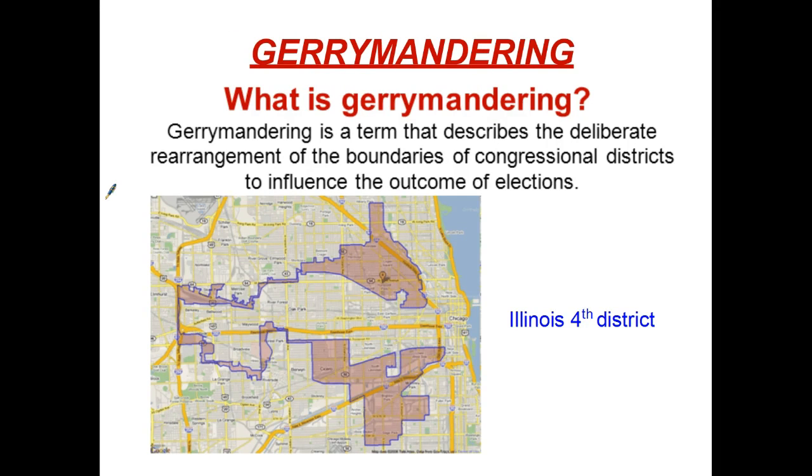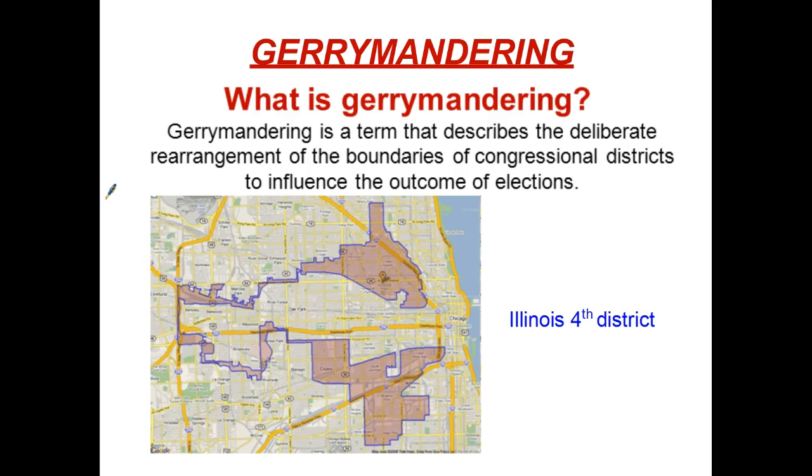We also have this idea of gerrymandering. Gerrymandering is a term that describes the deliberate rearrangement of boundaries of congressional districts to influence the outcome of elections. And here's the interesting thing: the Constitution states that each state controls how its districts are created and drawn.